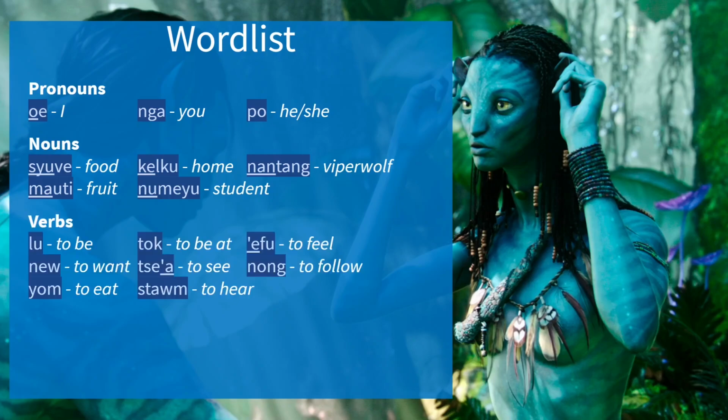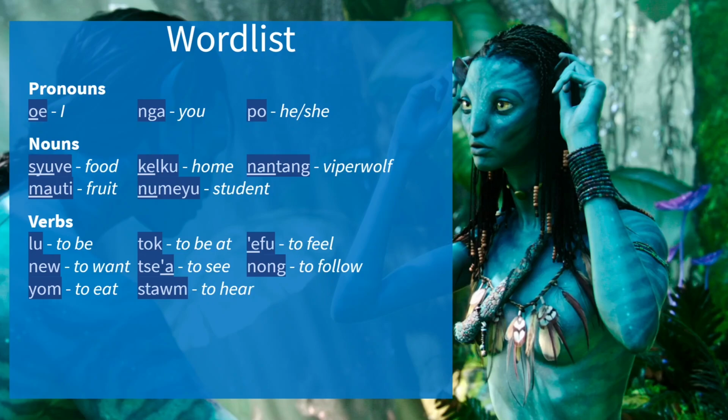These are our verbs. These are of course a bit more interesting. If you have watched the grammar video, which I hope you have, then you know that there are transitive and intransitive verbs. Lu is an intransitive verb, so you cannot use it with L and T. It means to be. You can use it in different ways. You can use it together with another noun. For example, oe lu nume, I am a student. Then you need no case ending.